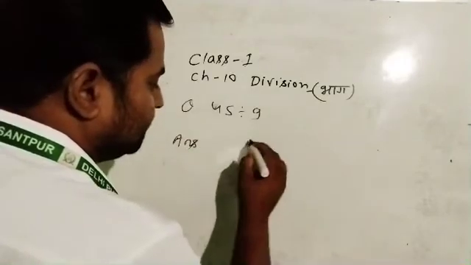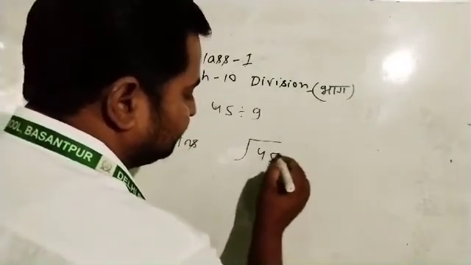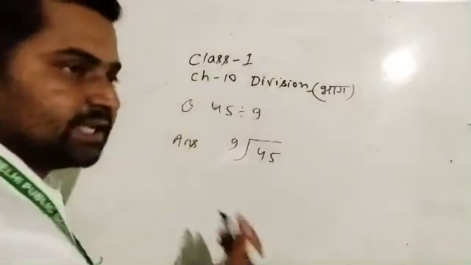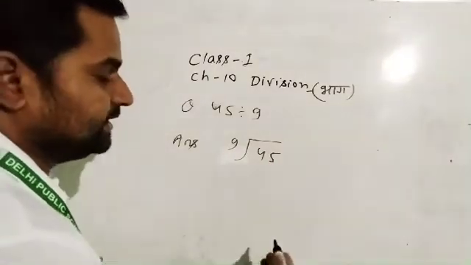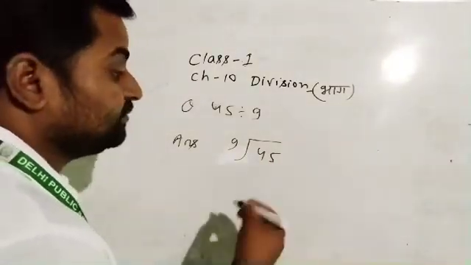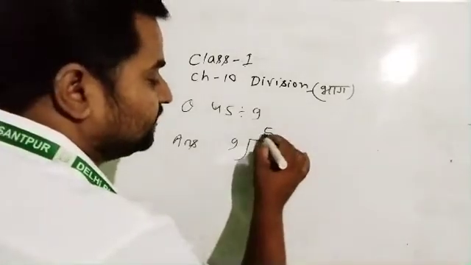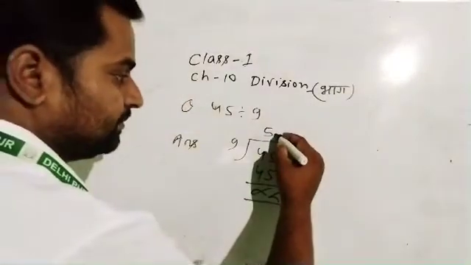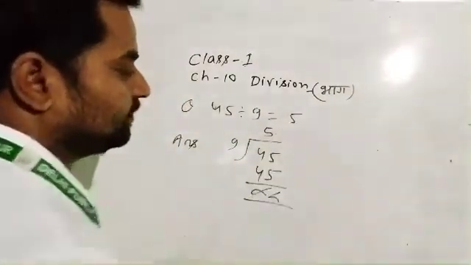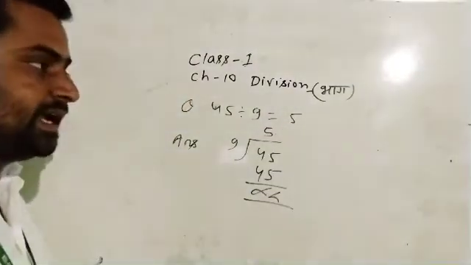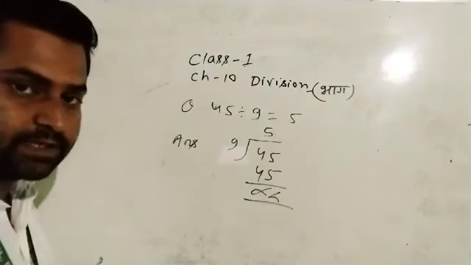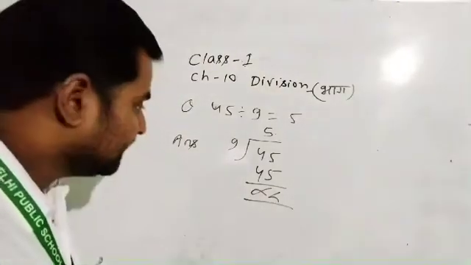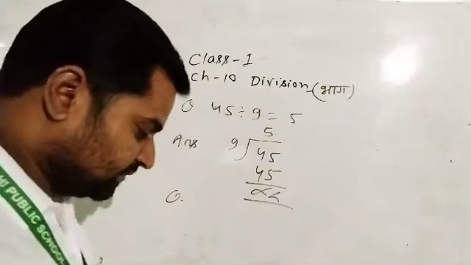Write the sign, write 45 and write 9. 9 1s are 9, 9 2s are 18, 9 3s are 27, 9 4s are 36, and 9 5s are 45. You write the answer and your answer is 5. So you write 5. Okay, next question, question number 2.